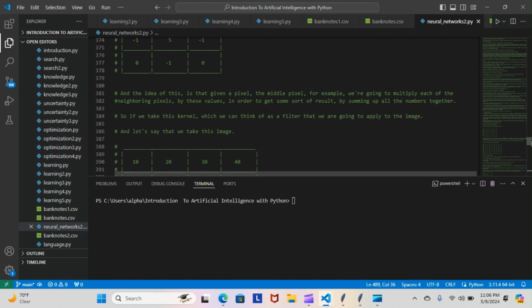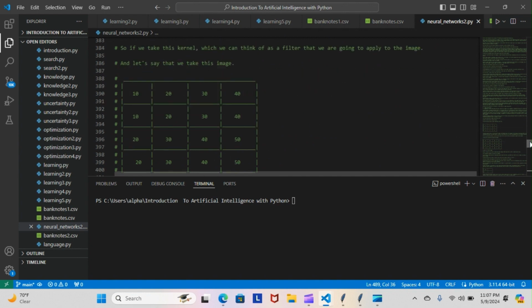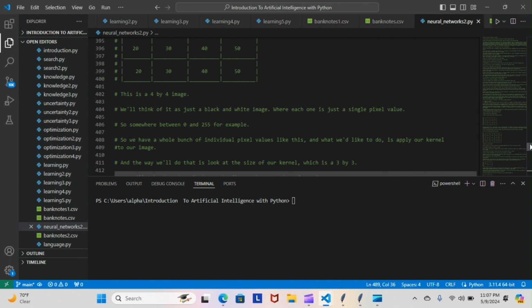So if we take this kernel, which we can think of as a filter that we are going to apply to the image, and let's say that we take this image here, so this is going to be our filter here or our kernel. This is going to be our image. This is a 4x4 image. We'll think of it as just a black and white image, where each square is a single pixel value, somewhere between 0 and 255, for example.